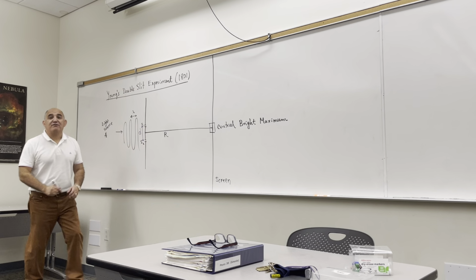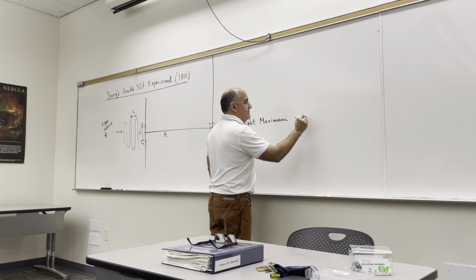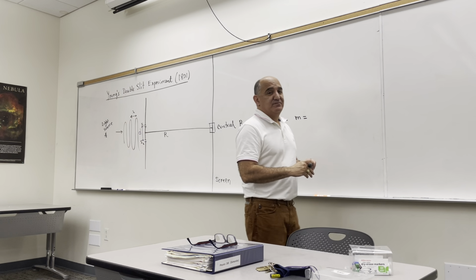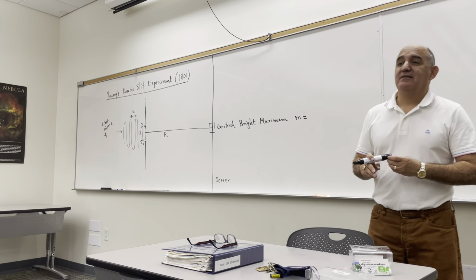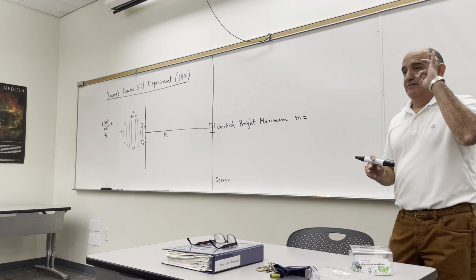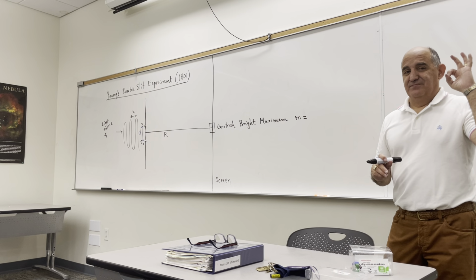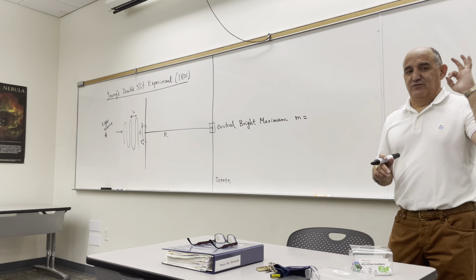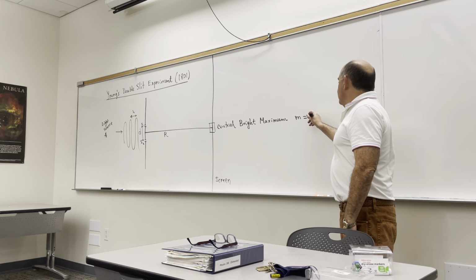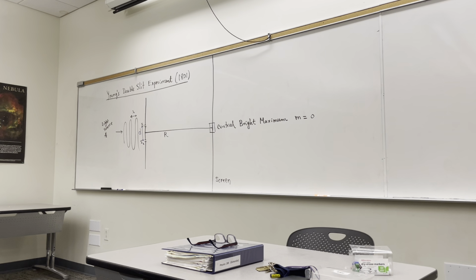By the way, what's the value of m that corresponds to a path length difference of 0? Look in your notes. M is? Zero. For 0 path length difference, m is 0. Yes.